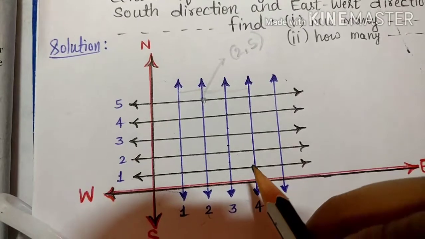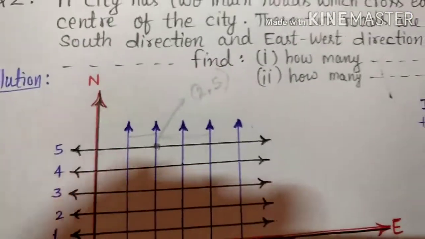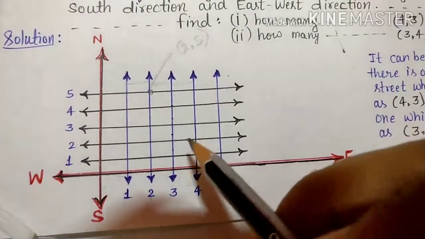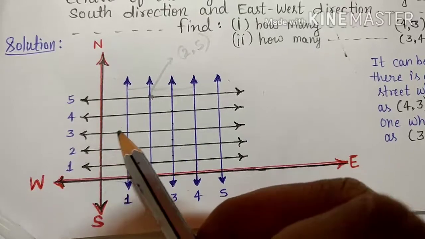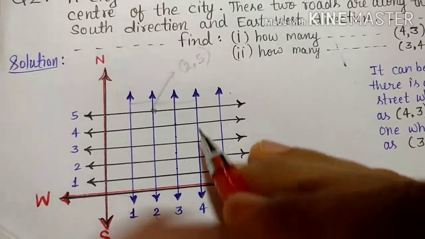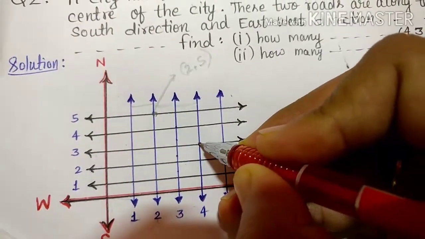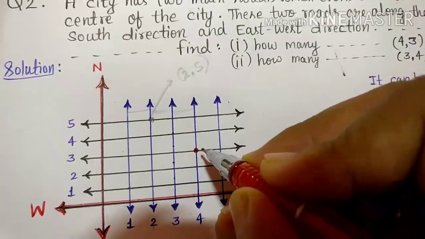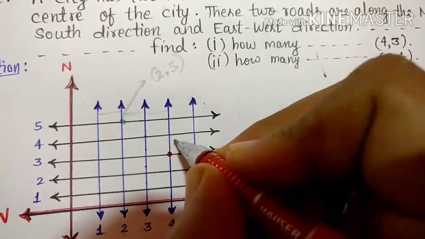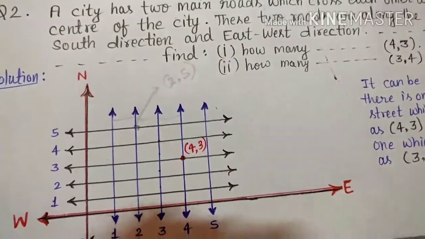Then they are saying the 3rd street, 4, 3, as they are asking 4, 3. So 4 is this one, and 3, 1, 2, 3, is this one. So where are they meeting each other? They are meeting at 4 and 1, 2, 3. This is the 4th, and this is 3. They are meeting at this point. So what do we call this point? We call this point 4, 3.